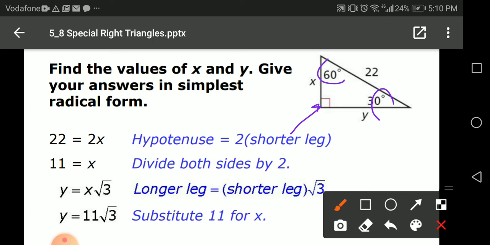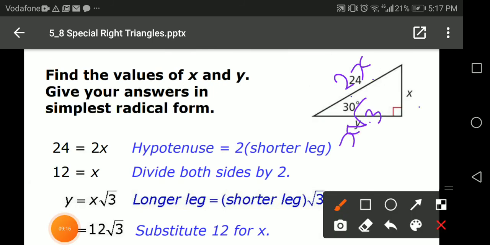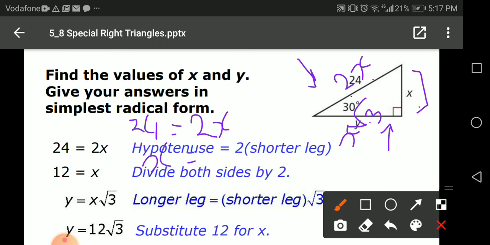So let's write it together now. We have here, this is x and the hypotenuse is 2x, and the leg here is x square root 3. So 24 is equal to what, guys? 24 equal to 2x. So x is 24 divided by 2. So x here will be 12, because 24 divided by 2 is 12. So we got here x equal 12, guys.